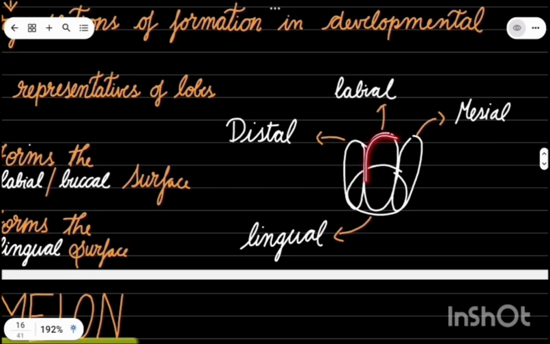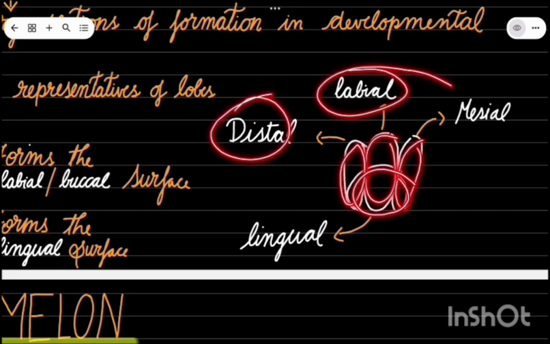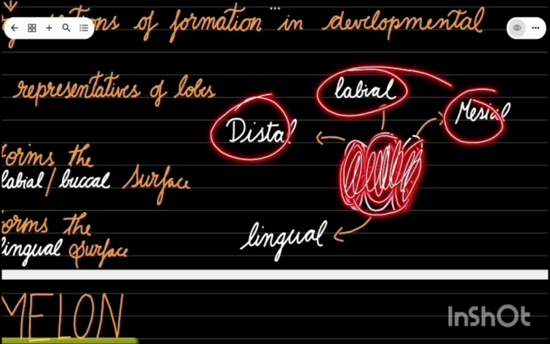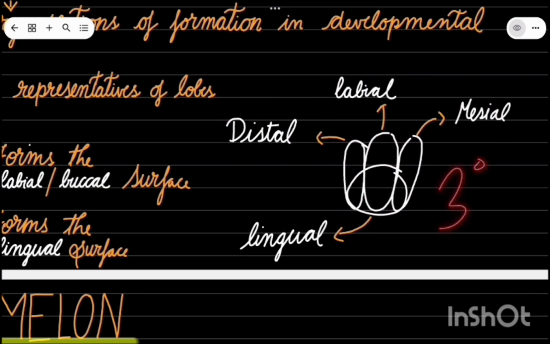So this is the labial lobe. On the distal side we have the distal lobe, here we have the mesial lobe and here we have the lingual lobe. The labial, distal and mesial lobes will fuse together to form the labial surface of the crown, and the lingual lobe will form the lingual surface of the crown, hence forming a 3-dimensional tooth.